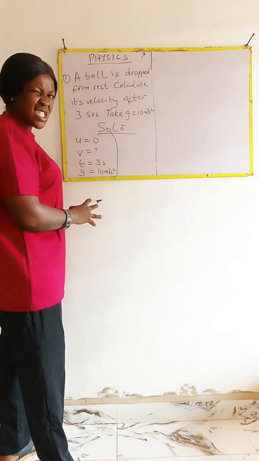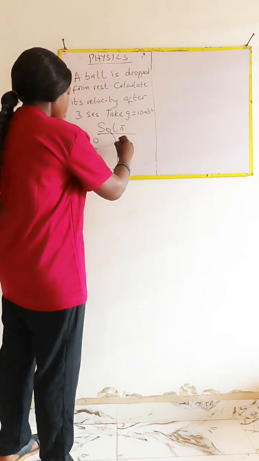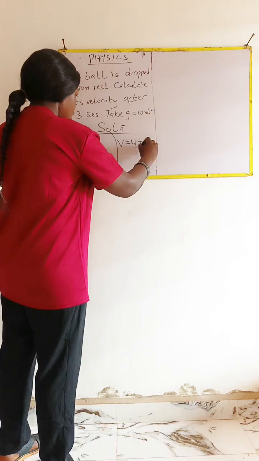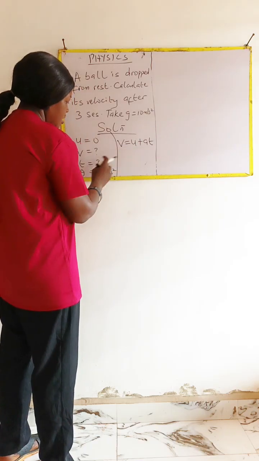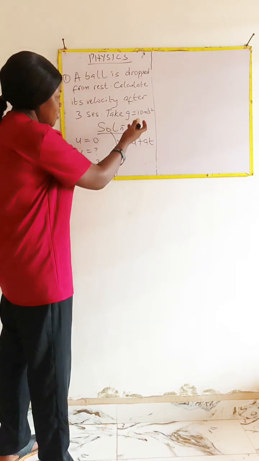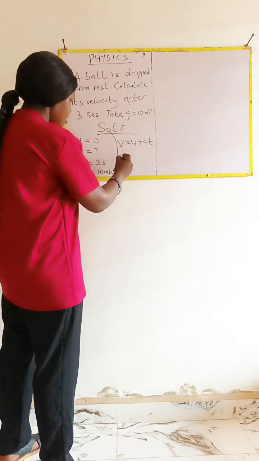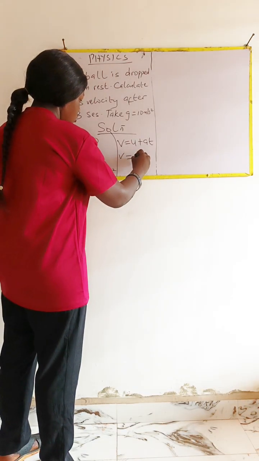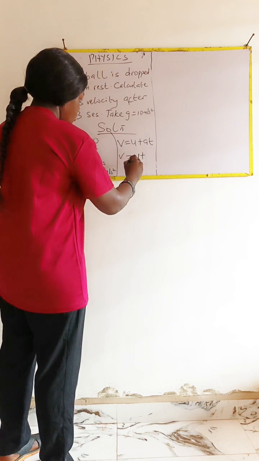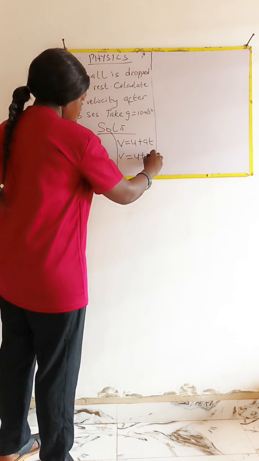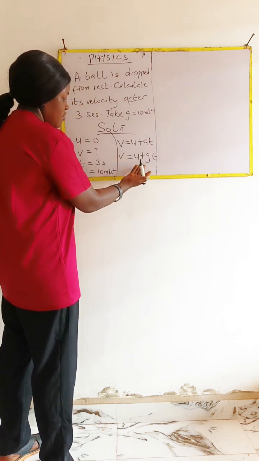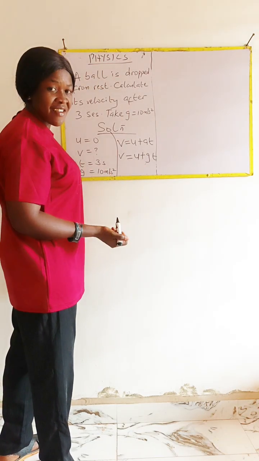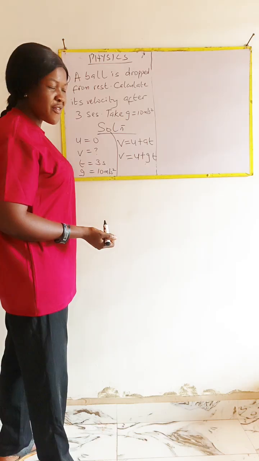Good. Now with this, what are we driving at? V is equal to u plus at. But here we are not given a, but we are given g. So my formula will now be v equals u plus gt. This is what we call motion under gravity. Are we following?